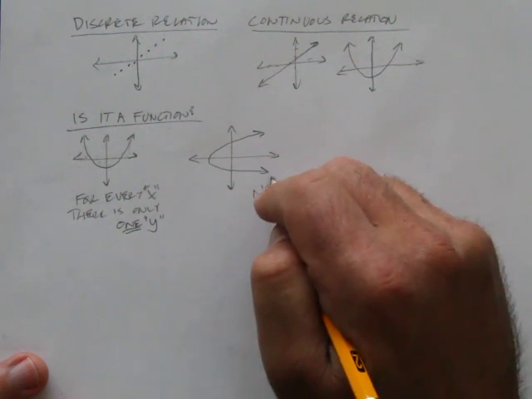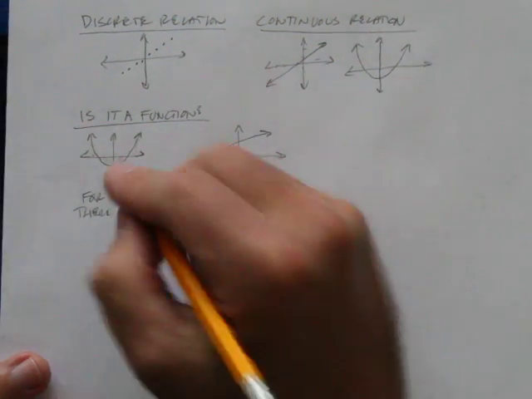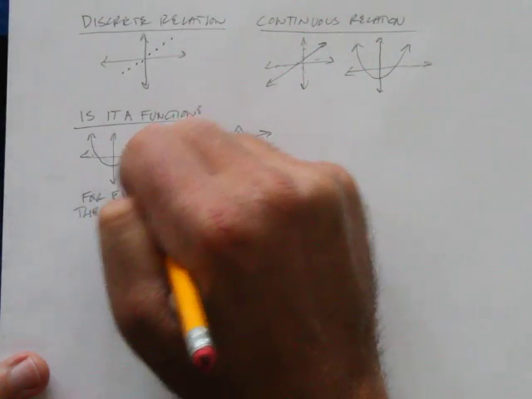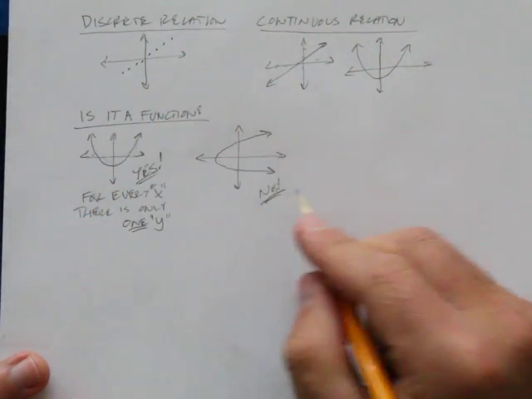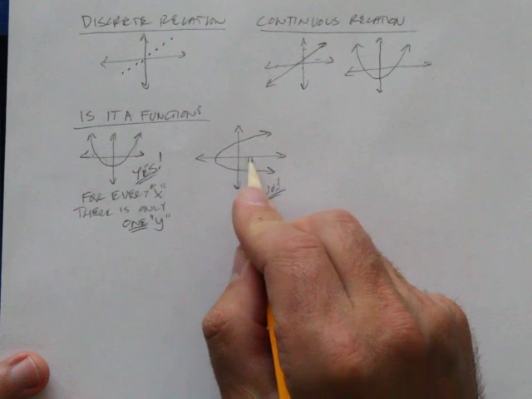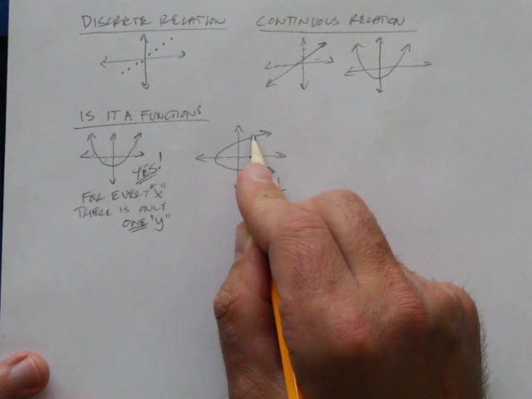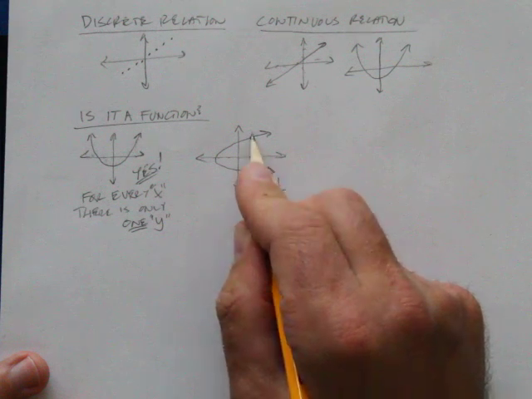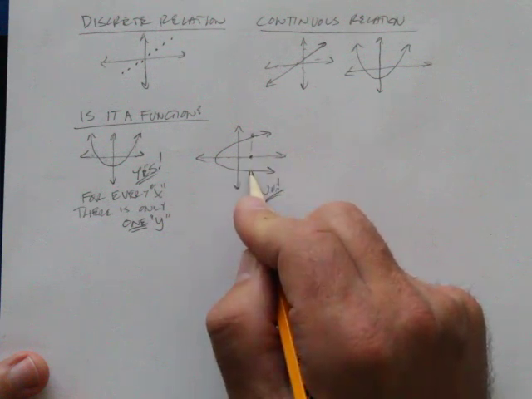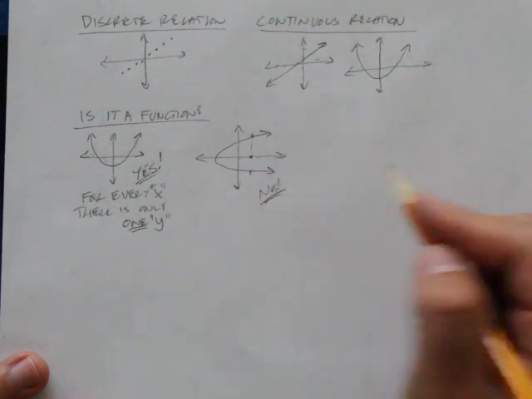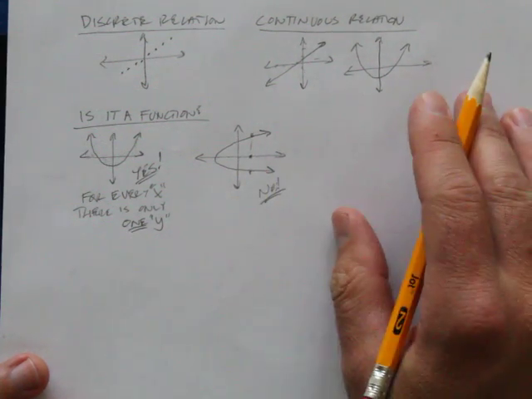No, this is not a function. We didn't write yes over here, but yes, this is a function. No, this one is not a function, because right here at this x value, or any other x value, I can see I've got a y value here that's positive 1. I've got a y value here, it's negative. I've got two different y values. This cannot be a function.